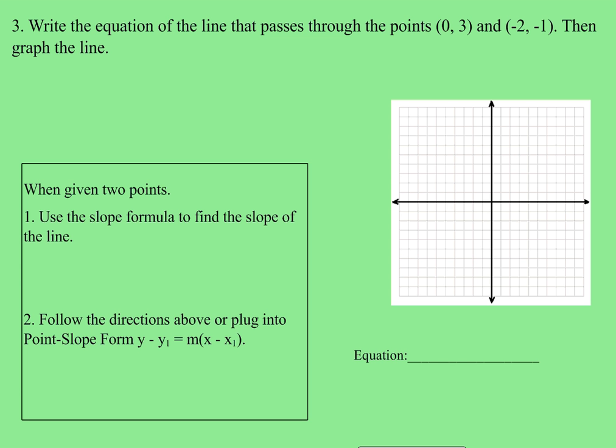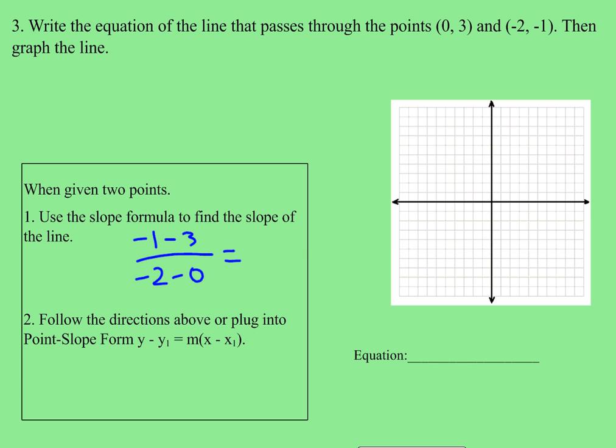So write the equation of the line that passes through these 2 points and graph the line. So you're given 2 points. Okay, no big deal. Use slope to figure out what the slope is, and then work from there. So my slope is going to be -1 minus 3 over -2 minus 0. So careful with the signs.